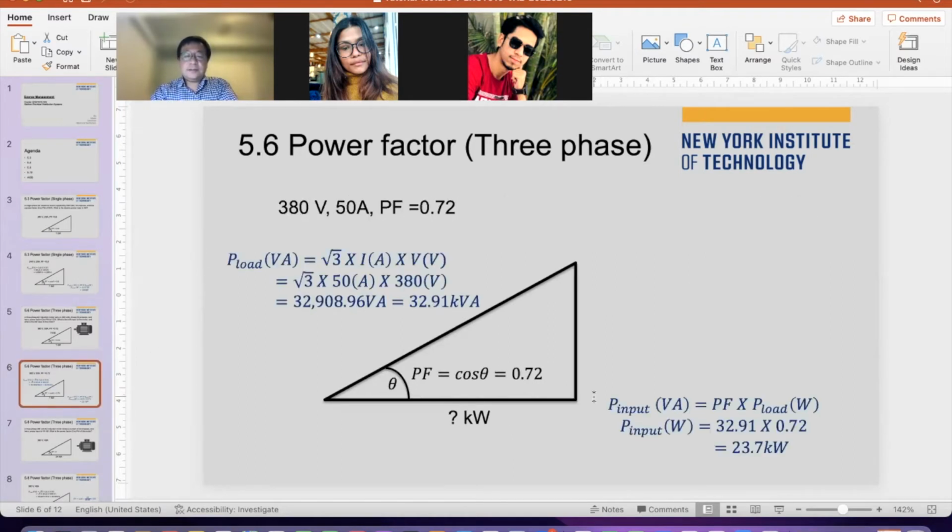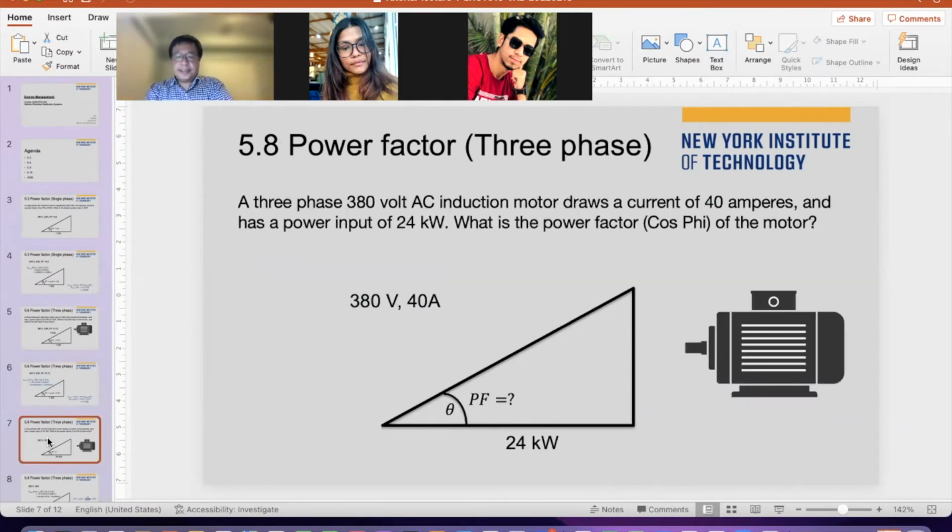Another parameter we need to figure out is the power in kilowatts. Kilowatt is the real power, the active power. By the geometry, we know the slope, we know the cosine theta, then we can simply calculate the power input. Okay, any question on that?